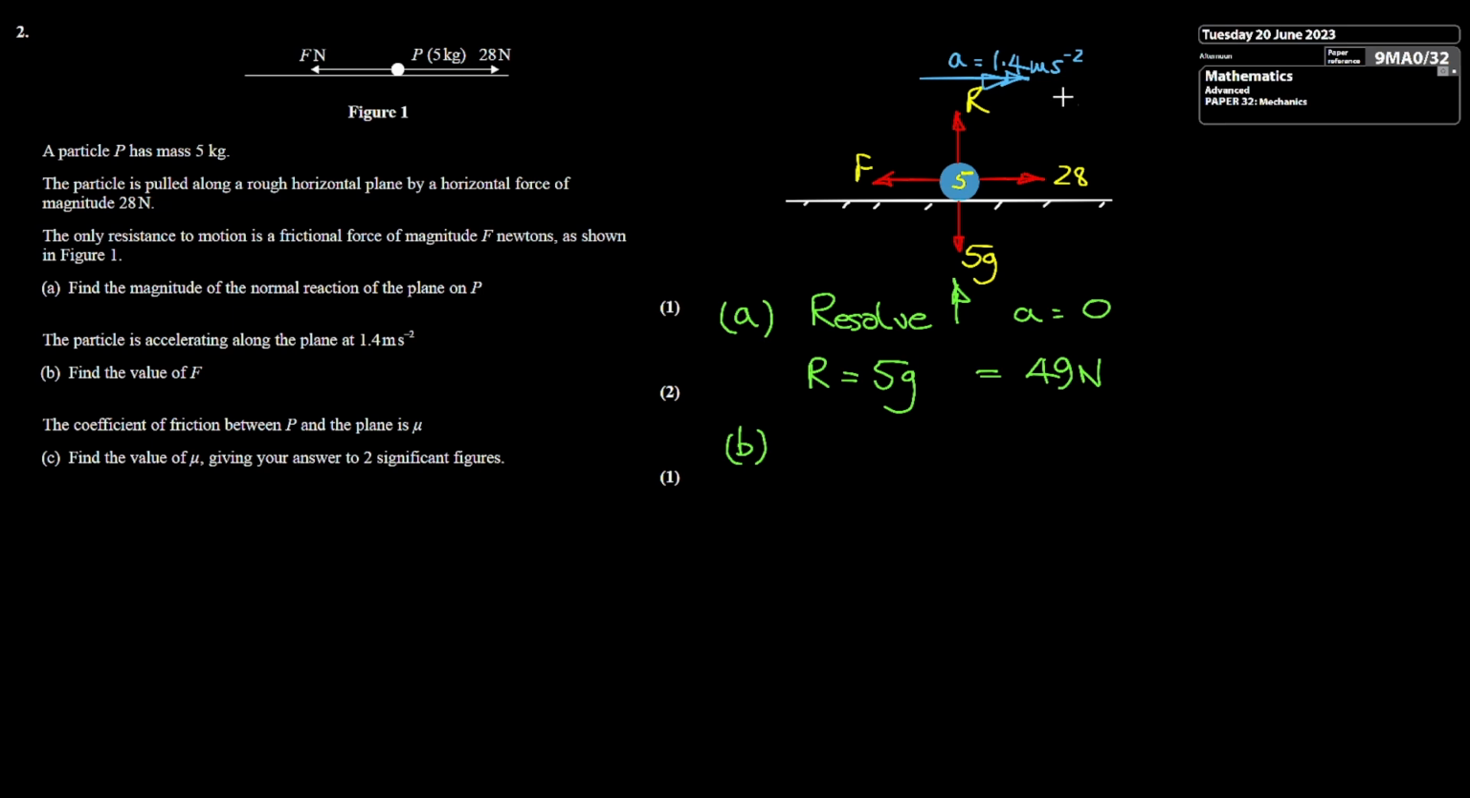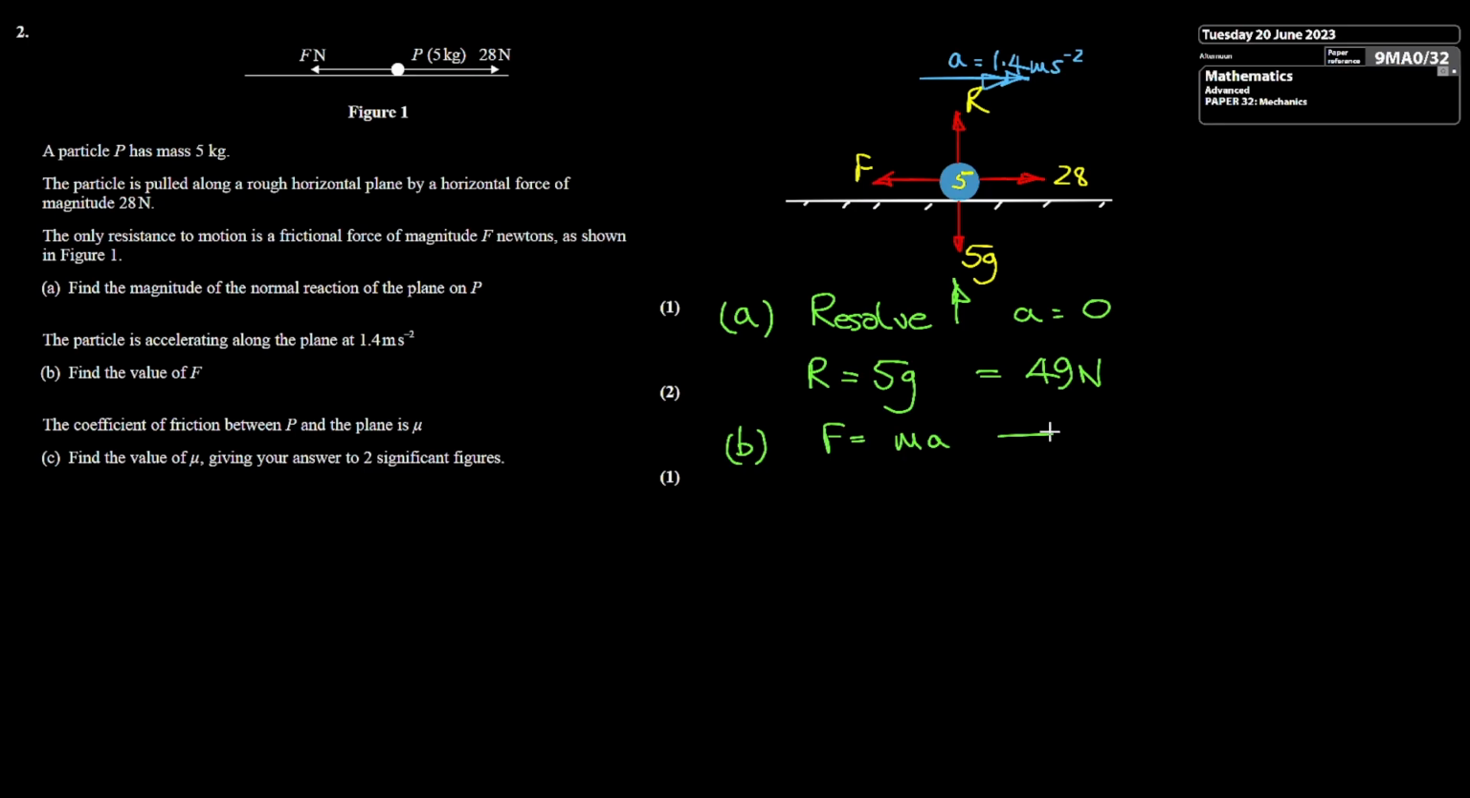So in part B, we're now told that the acceleration, because of the force pulling the particle, is 1.4 meters per second squared. And we're asked to find the value of the friction that the particle experiences on the rough plane. Well, the equation that links forces and acceleration is F equals ma.